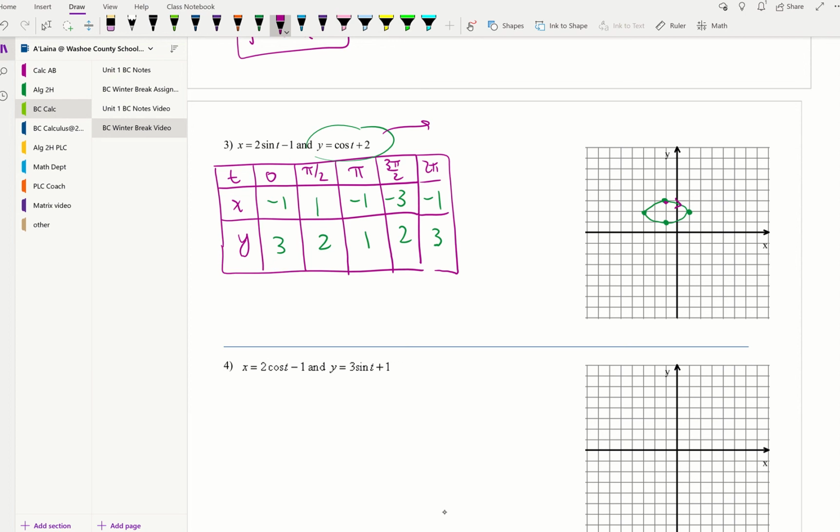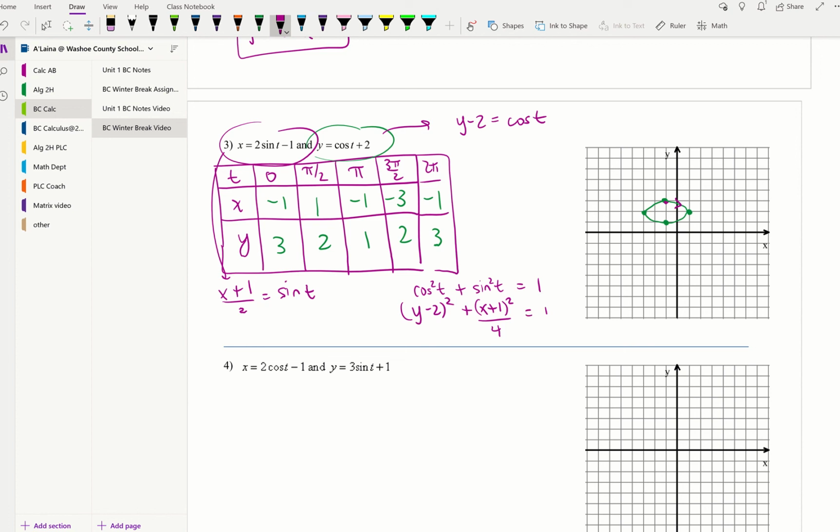So on this one, the y minus 2 is the same as cosine of t. And on this one, let's see, x plus 1, and then all divided by 2 is the same as sine of t. And I'm going to substitute this into the trig identity cosine of t quantity squared plus sine squared of t is equal to 1. So cosine of t is y minus 2 quantity squared. Sine of t is x plus 1 quantity squared divided by 2 quantity squared. I typically write it like that, and that equals 1.